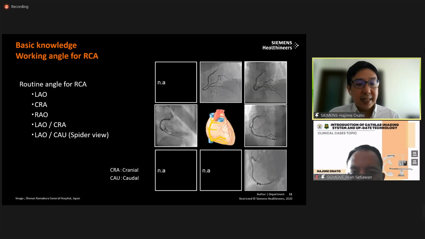In RCA, there is only one vessel, so the angulation number is reduced a bit. We couldn't evaluate the bifurcation part in LAO and RAO views, but in the cranial view, we can get enough information of the bifurcation here.